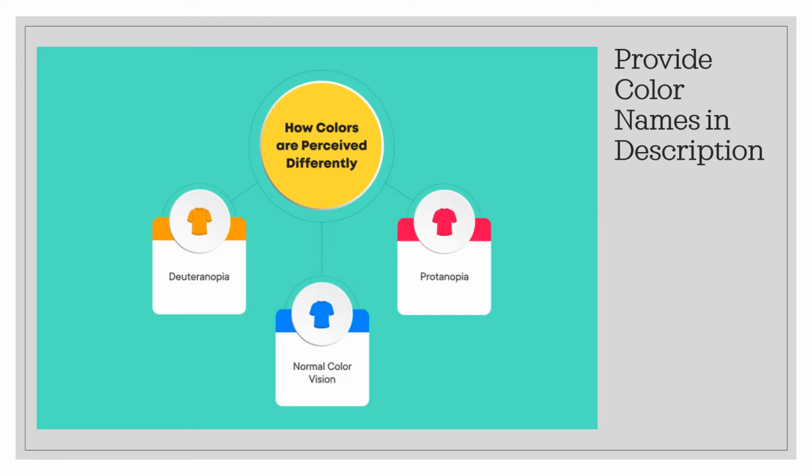Another thing about using the right color is to provide the color names in descriptions. If you want to separate your categories by colors, you need to add color names, because separating them only by color would be hard for people who have color blindness. They can't really tell what the difference is.